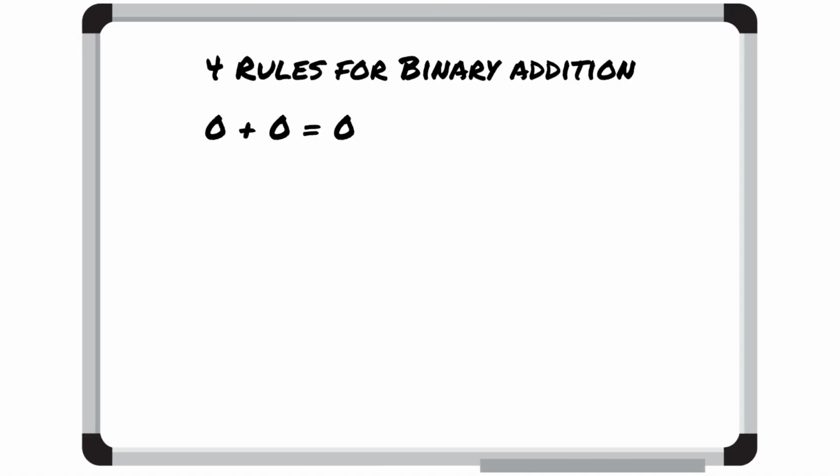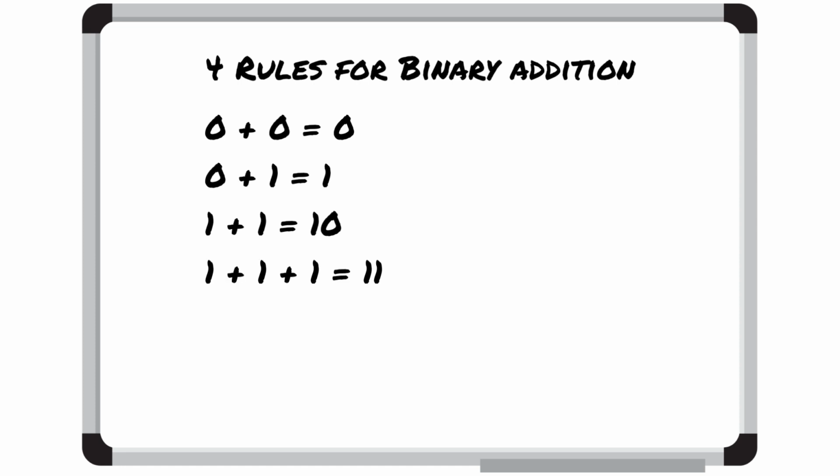When you have two zeros, the rule is 0 plus 0 equals 0, just like in normal decimal addition. When you have a 0 and a 1, whether that's 0 plus 1 or 1 plus 0, this always equals 1. When you have two 1s, 1 plus 1 is 2, which in binary is 1, 0. This means we put a 0 in the current column and we carry a 1 to the next column.